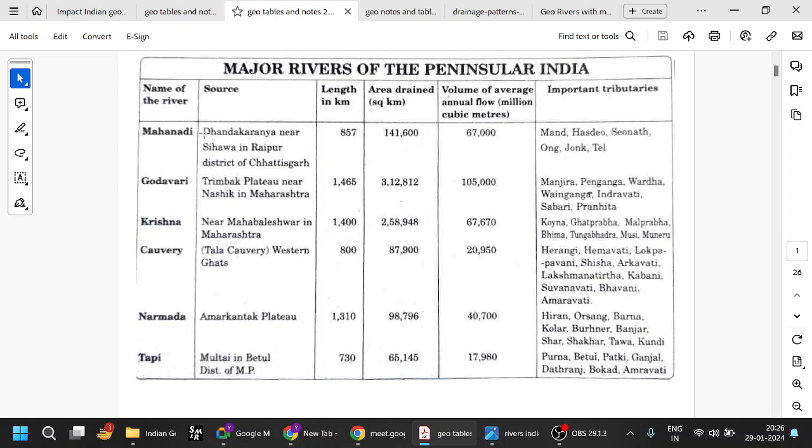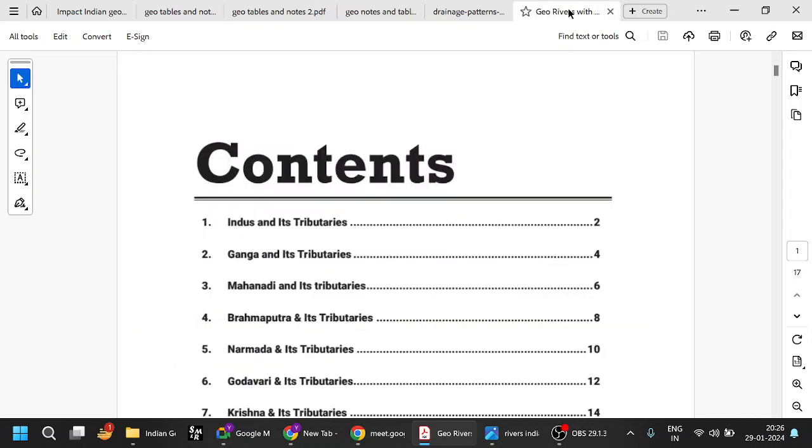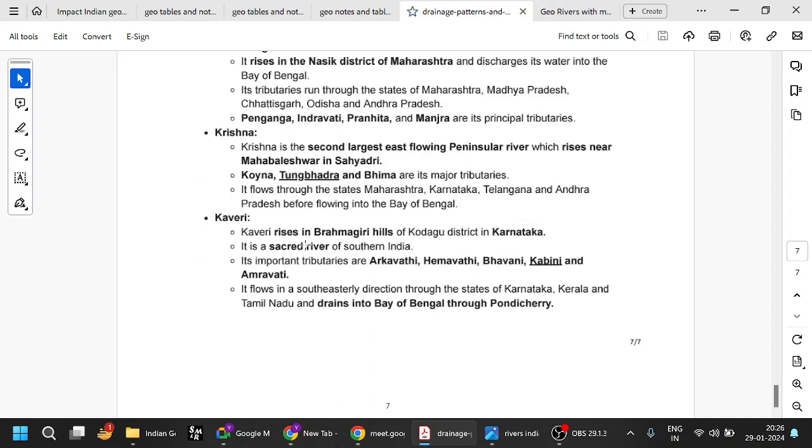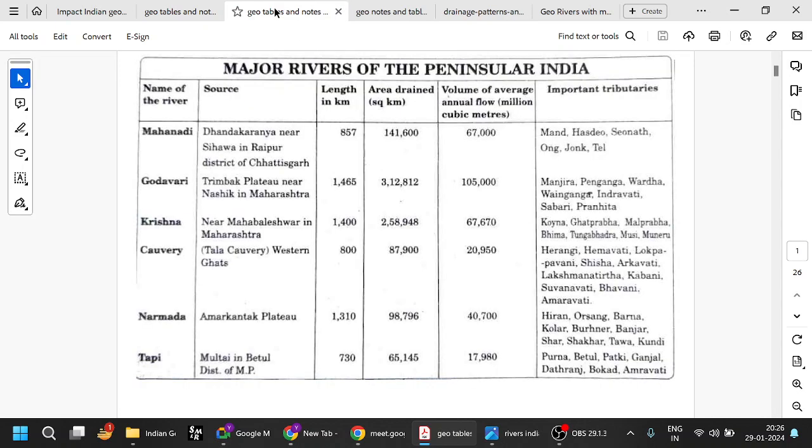Okay, Mahanadi. Let's start with Mahanadi. Its source is Dandakaranya near Raipur district of Chhattisgarh. Godavari, Trimbak plateau near Nashik. Krishna, Mahabaleshwar in Maharashtra. Kaveri, Talakaveri, Western Ghats. We've just seen the place also, right? Where is this? Kaveri in Brahmagiri hills of Kodagu district, Karnataka. Narmada in Amarkantak plateau, we've seen just now. Tapi in Multai in Betul district of Madhya Pradesh.